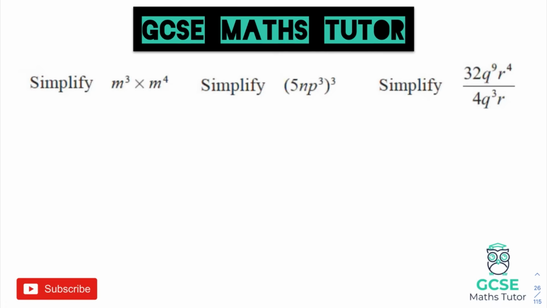With laws of indices, when you are multiplying, just like before, you can add the powers. So we would add the powers here. 3 plus 4 would be a power of 7.